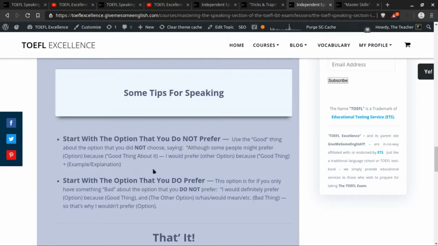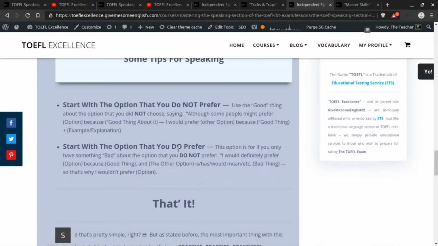Now, the reason I say this is a better one is because in giving your response this way, it's showing more complex English skills, because you're contrasting the ideas within your answer. Now, this one, where you talk about the option that you prefer and give your reasons and then say the bad thing about the one option that you didn't choose, that's perfectly fine too. But this one would not require as much of a complex sentence structure as this one. And that's why I say this one would be better.